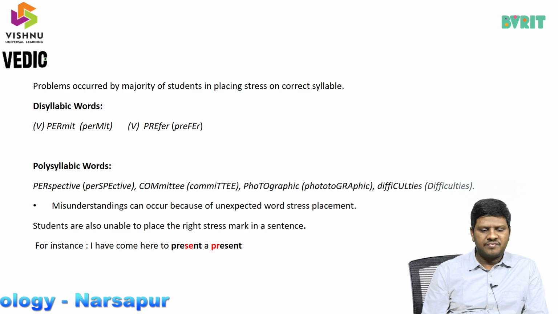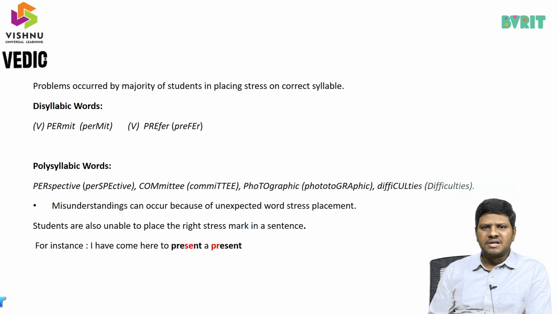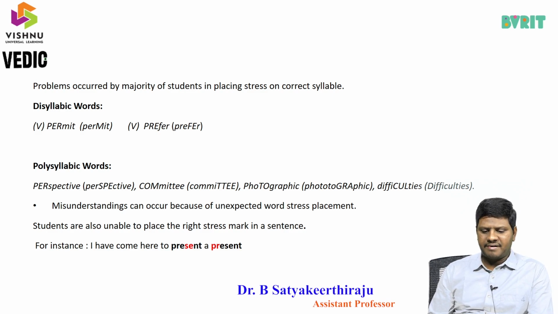In polysyllabic words, for example perspective, they are getting confused in placing the correct stress mark on the correct syllable. And committee, actually they are supposed to say committee. And photographic, which is actually a polysyllabic word, they are placing stress on the wrong syllables. And here photographic, and difficulties, they are supposed to pronounce difficulties.